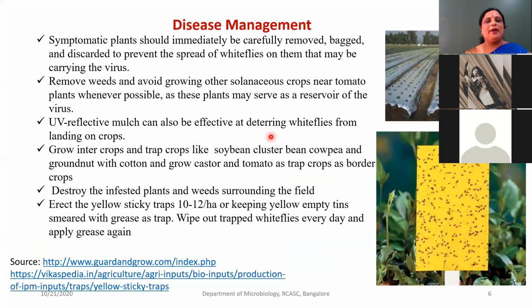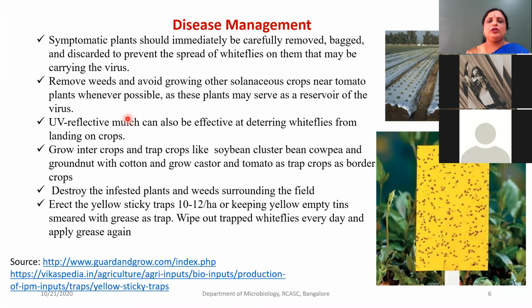Now, how to manage this particular disease? How can we control this particular disease? As we had mentioned, prevention is always better than cure. That is the reason proper sanitary measures have to be followed. If you find any infected plants or whiteflies infecting the leaves, you take out that particular plant or the leaf or the branch, whatever it is, and discard it. Better, it can be burnt into ashes.